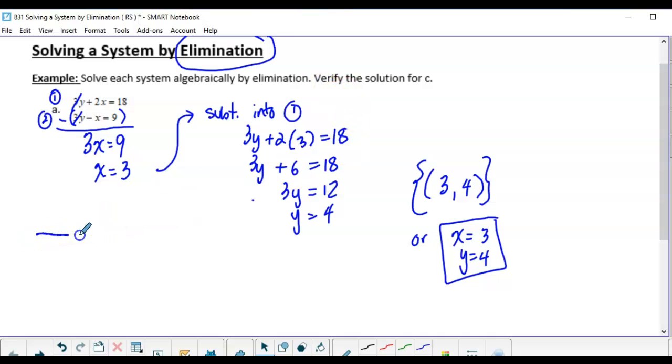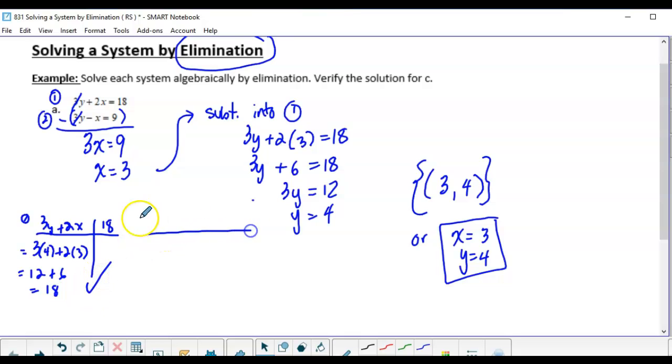So first equation, 3y plus 2x equals 18. So we'll have 3 times 4 plus 2 times 3 equals 12 plus 6, which is 18. And then we'll have in the second equation 3 times 4 minus 3, which is 9. That works.